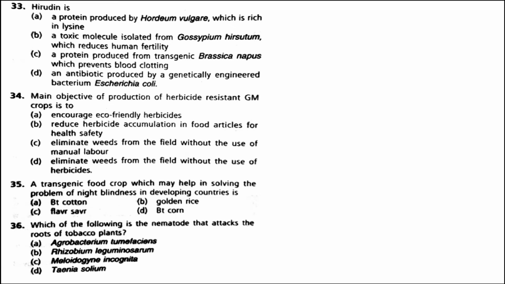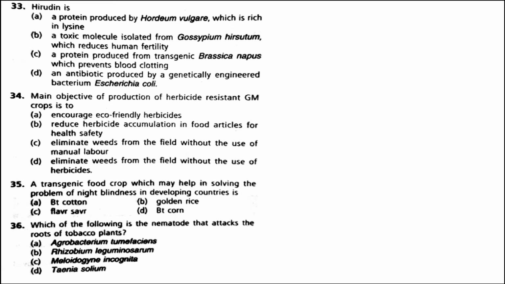Weeds such as Striga decrease crop yields and quality by competing with crop plants for light, water and nutrients. Weeds are to be removed with the help of herbicides or weed killers. Herbicide tolerance has been developed in maize, cotton, soybean, tobacco, etc. The main aim is to reduce herbicide accumulation in food products for health safety.